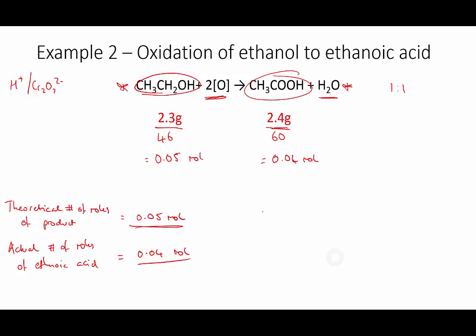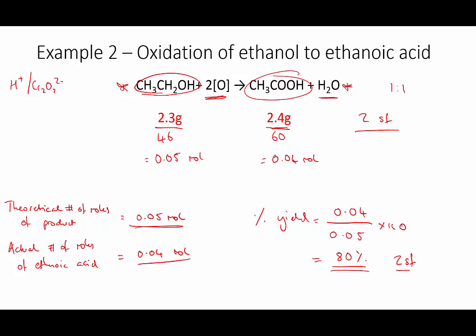So what are we going to do? Let's stick it into the equation. Percentage yield is equal to the actual, which is 0.04, over the theoretical, 0.05, multiplied by 100, and you should get a nice figure of 80%. Again, just notice I've got the information in the question as 2 SF, so I've given the answer as 2 SF also. Good exam practice to do so.